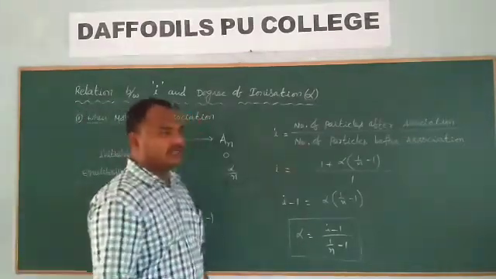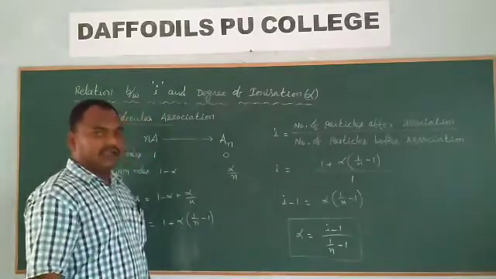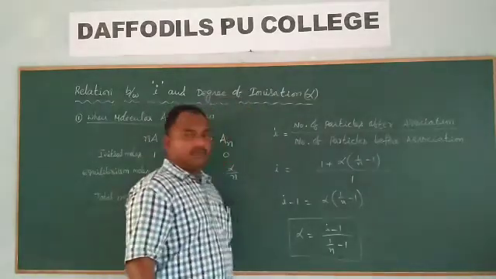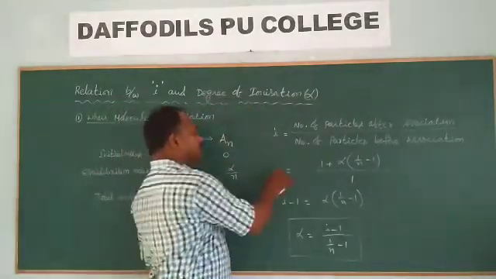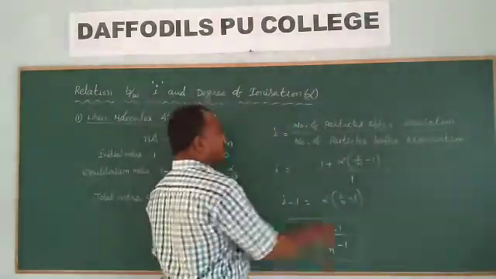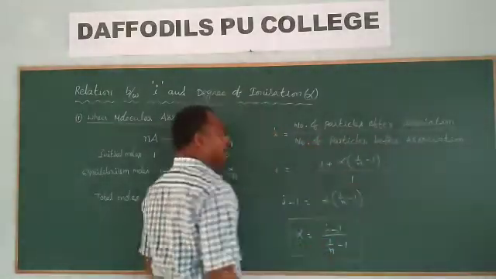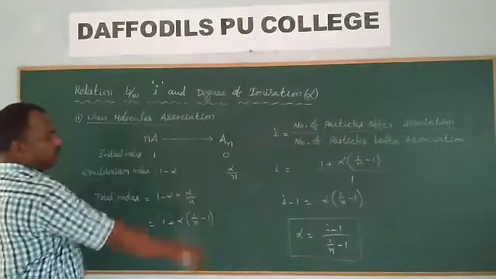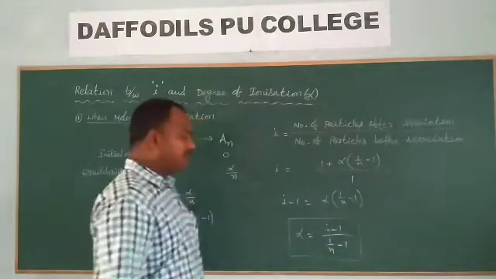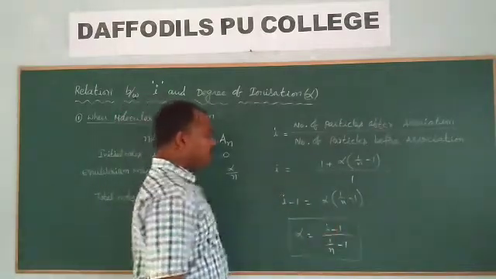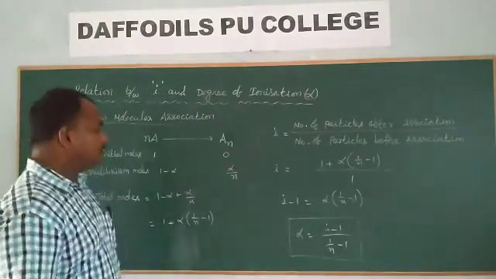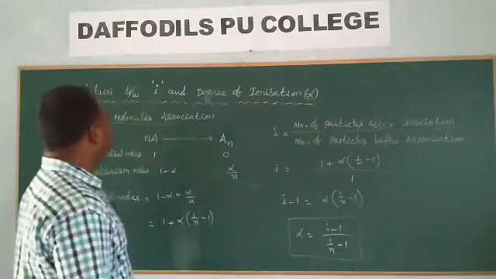What is the formula of the Van't Hoff factor? i is the number of particles after association by the number of particles before association. So i is equal to 1 plus alpha into (1 by n minus 1), and the number of particles before association is only 1. So i minus 1 is equal to alpha into (1 by n minus 1). So alpha is equal to (i minus 1) by (1 by n minus 1). So this is the relationship between the i factor and alpha.